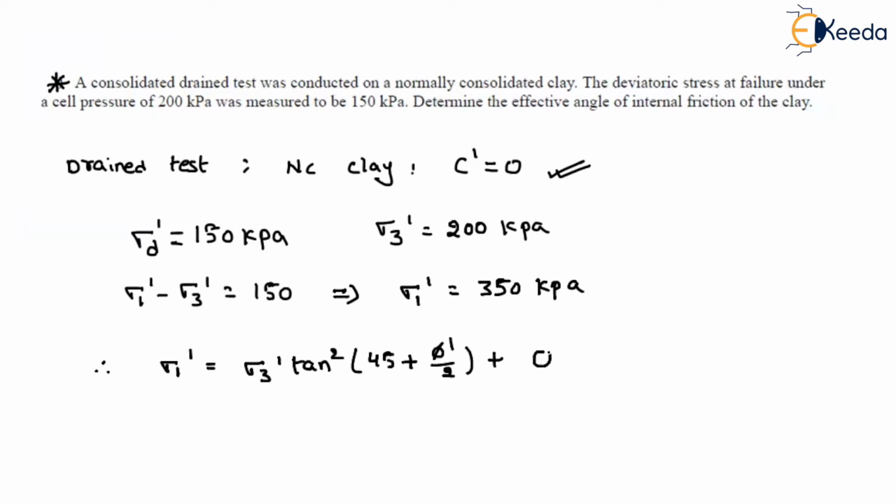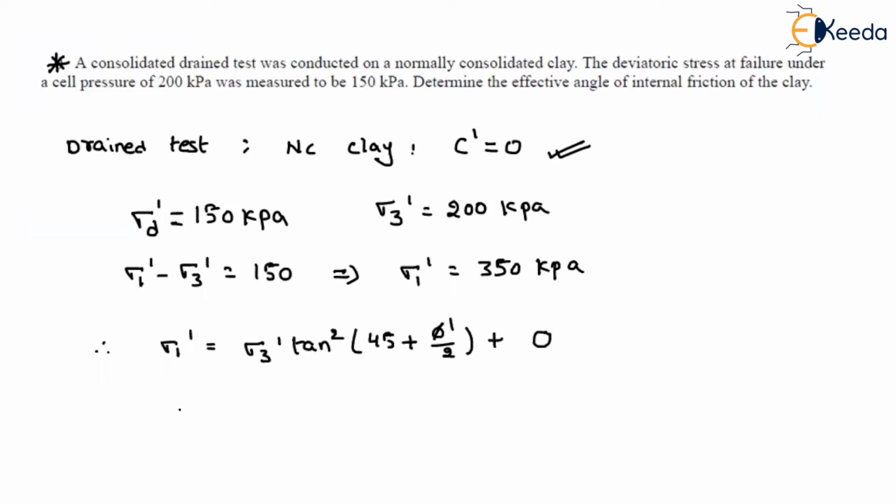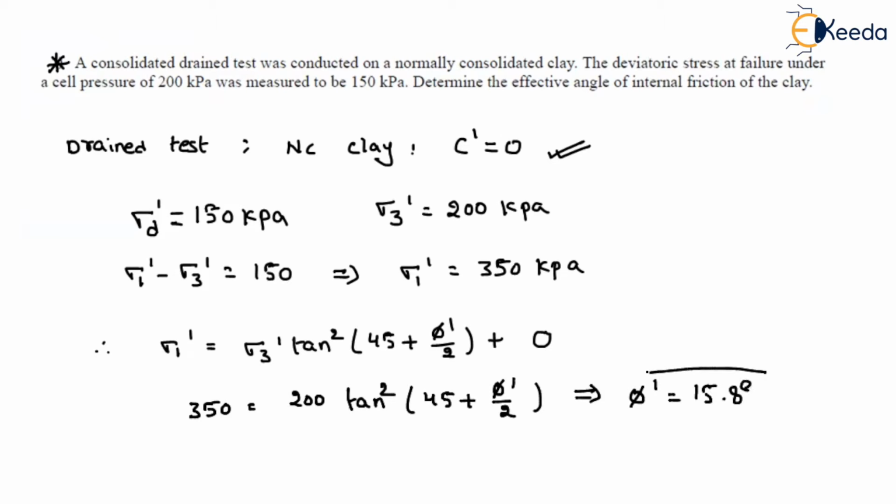That's why I'm not writing directly, I'm keeping this as 0. So if I solve this again, how much will we get? Sigma 1 dash, I know how much, 350, that will be equal to 200 into tan square of 45 plus phi dash by 2. Then if we solve this, we'll get our phi dash value. It comes as around 15.8 degrees.